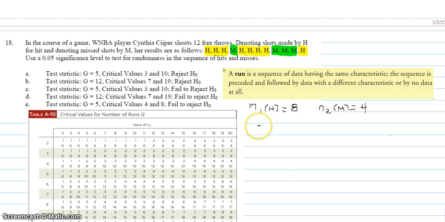Runs is denoted by G here because G is the number of runs. That is our test statistic. So G equals 5. That's the number of runs.